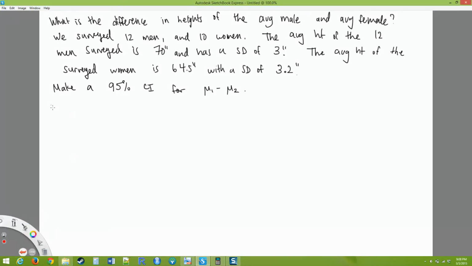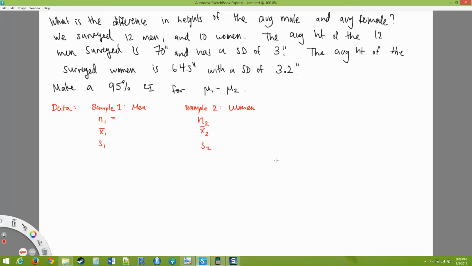So let's go through and label our data. We have two samples. We have sample 1, and do you want to call sample 1 the men or the women? Okay, so sample 1 will be men, and we have sample 2, and that will be the women. So we have n1, x bar 1, and s1. We have n2, x bar 2, and s2.